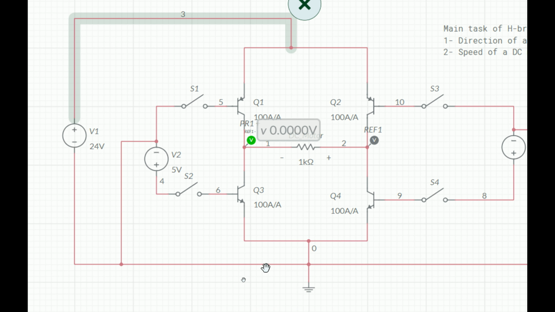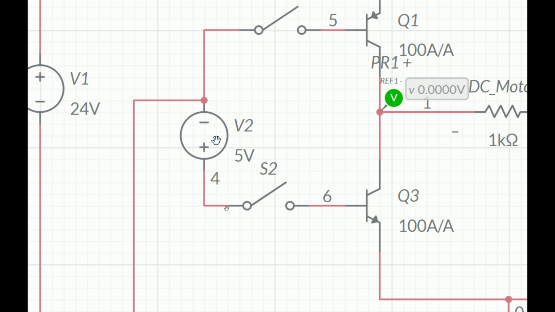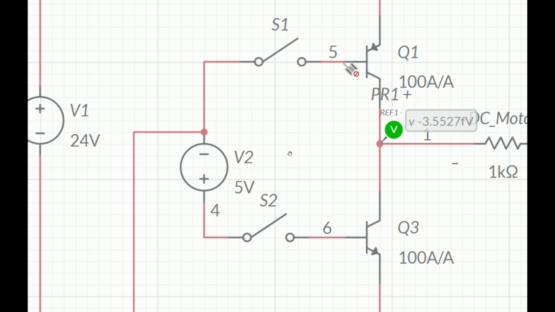Now the PNP transistors are connected to the positive side, and the NPN transistors' emitters are connected to the negative side of the main supply. While instead of a microcontroller, we are going to use these 5-volt sources. Like the PNP side only gets triggered when a 0 is sent from the microcontroller. So once I close this, the path gets closed, and we get some voltage through this over here.